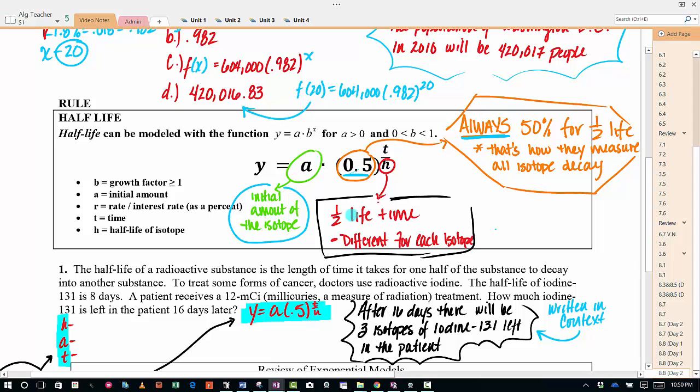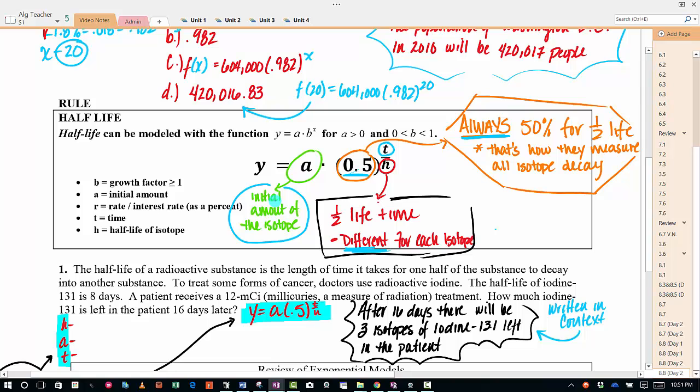But each one of these isotopes has a different rate that they break down. But we measure them at the same amount every half of their decay process. But each one takes a different amount of time. So that's where this whole half-life time comes from. So we do use t here instead of x. That's the time period that we're measuring it over. The half-life time is going to be unique to each isotope, and then your decay factor will always be 0.5, and then there's your initial value.